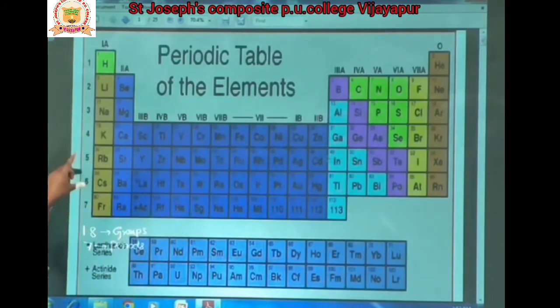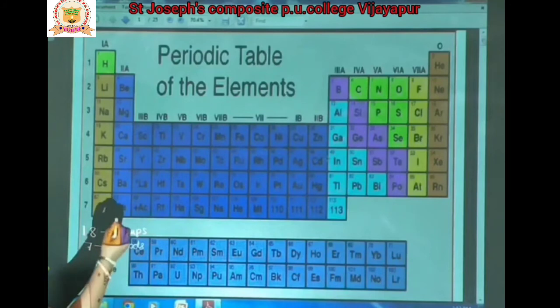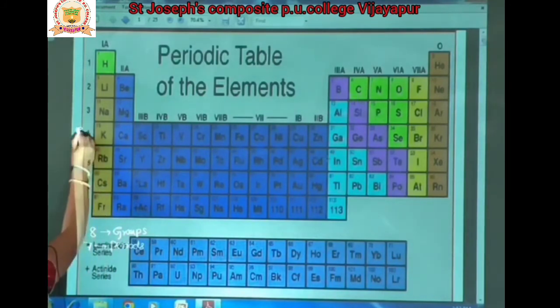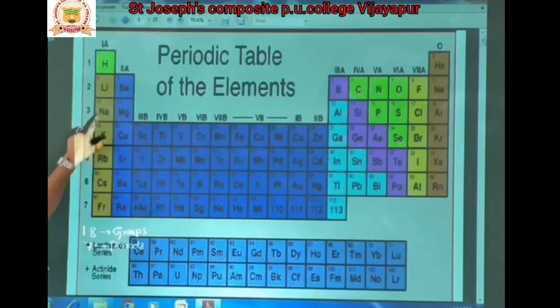S block elements are located at the left side of the periodic table. In the S block, the first group elements are called the alkali metals. What are the alkali metals? Hydrogen, lithium, sodium, potassium, rubidium, cesium, francium.